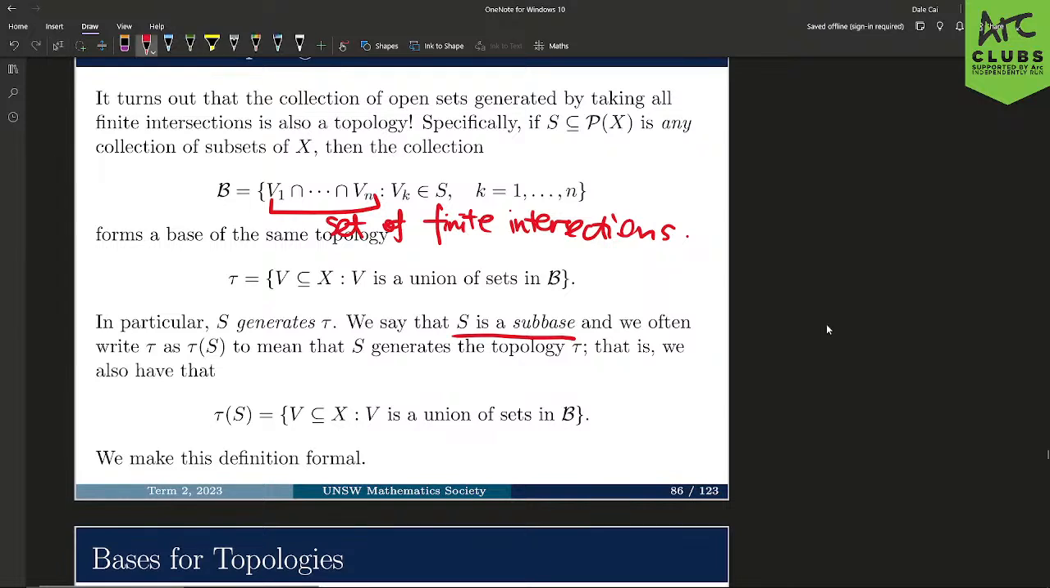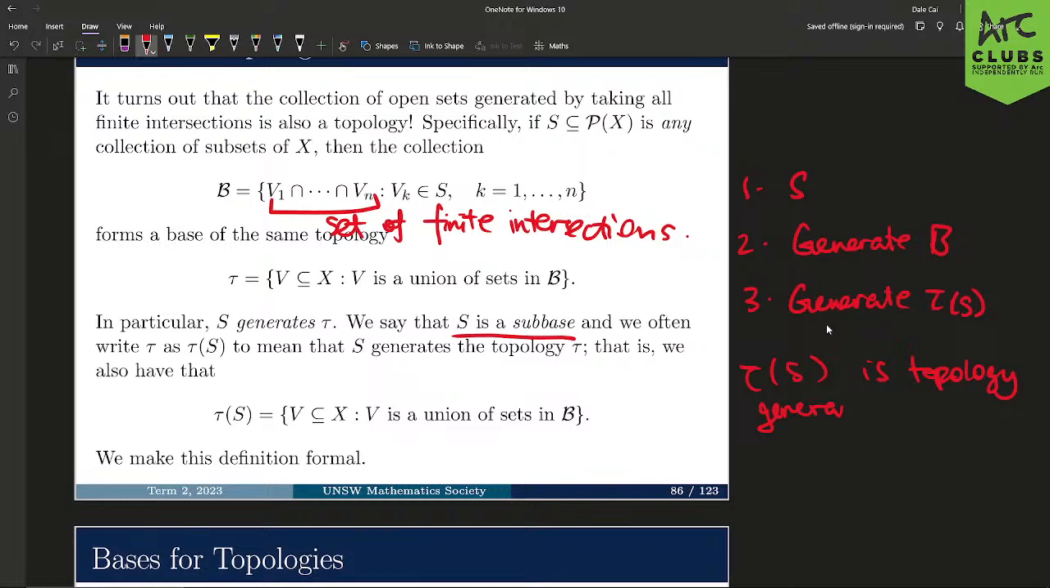And then we can generate tau from this. So it's like step 1, we have S. Step 2, generate the base. Step 3, generate tau. So tau of S is the topology. Okay, so they call this tau of S. Tau of S is a topology generated by S, and S generates tau.